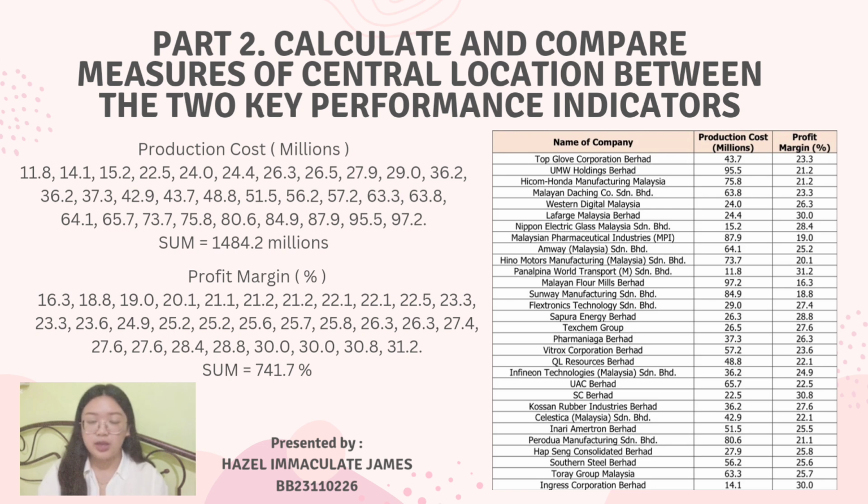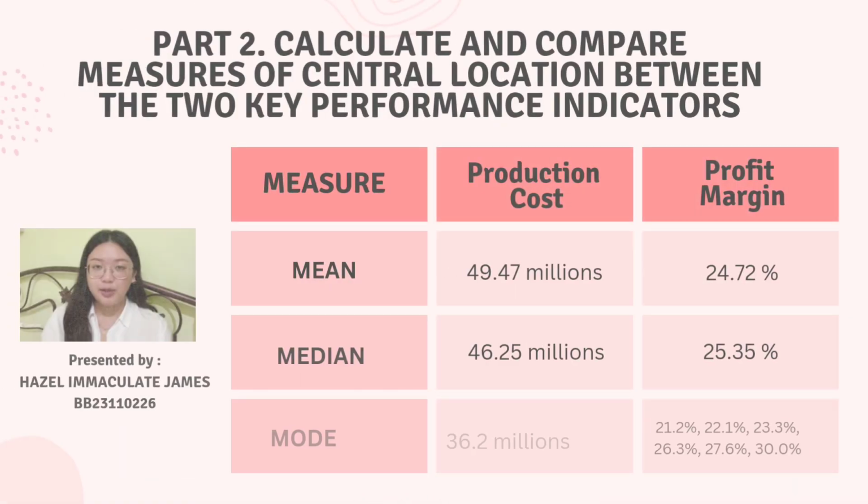Before proceeding with the analysis, the data must first be arranged in ascending order from smallest to largest number for the median and mode measures. After that I calculated the sum for both data. The sum of production cost is 1,484.2 million and the sum of profit margin is 741.7%. Let us begin with the mean.